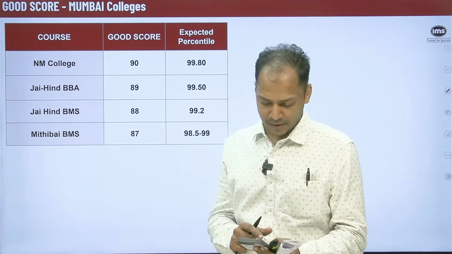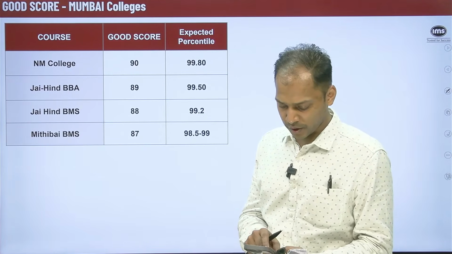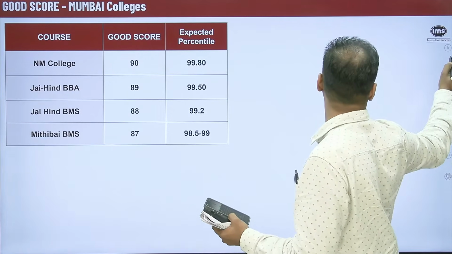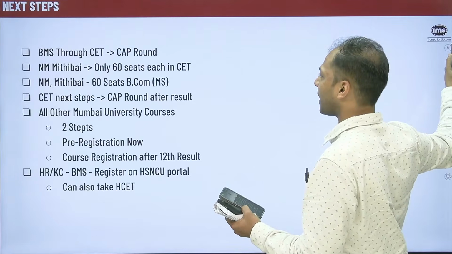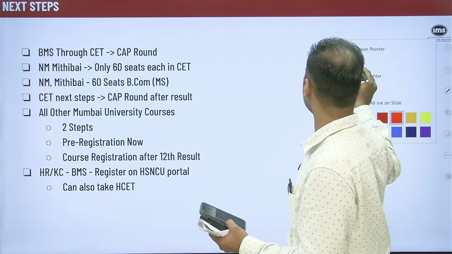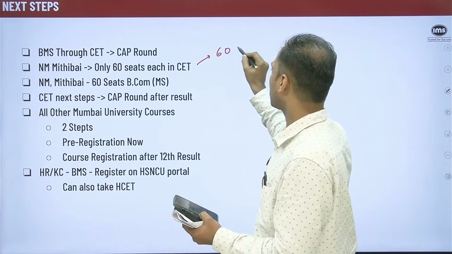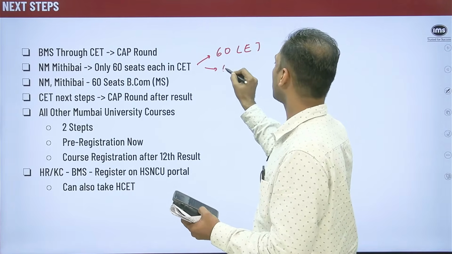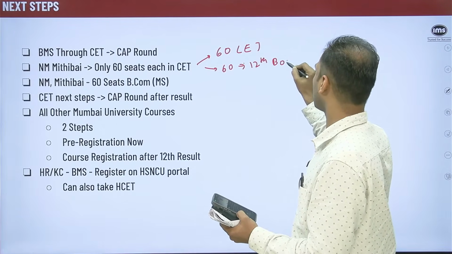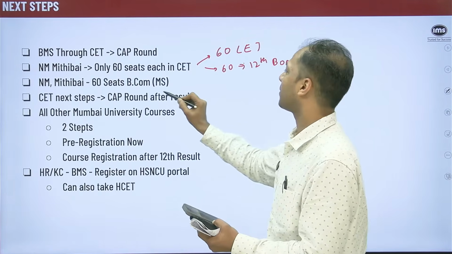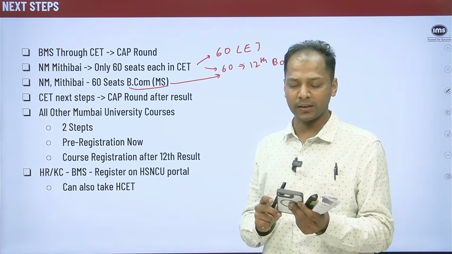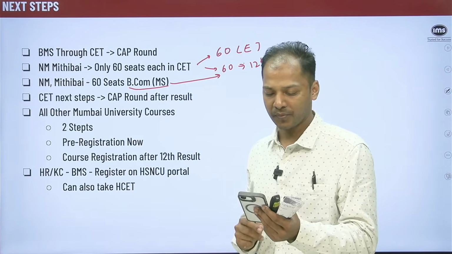All right, guys, I think most questions. Okay, Shaurya Doshi has asked about NM BMS rest seats through 12th boards. Yes, you are right, Shaurya. So the remaining seats of NM Mithibai College that are not through CET: 60 seats are through CET, and 60 are through 12th boards. Those 12th board seats will not be called BMS, they will be called BCom in Management Studies. So that is the change in the nomenclature. Okay.